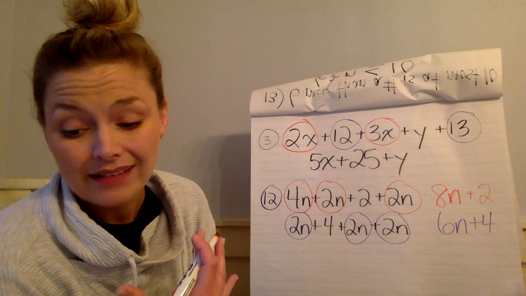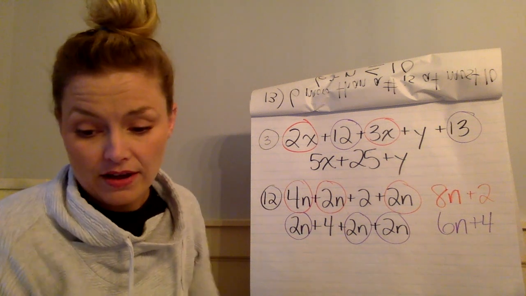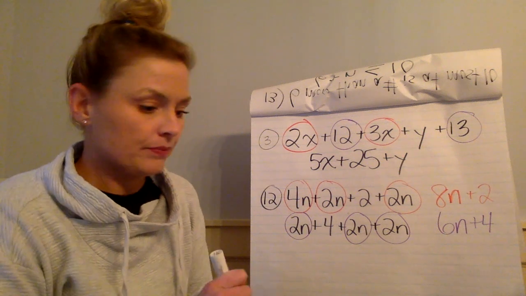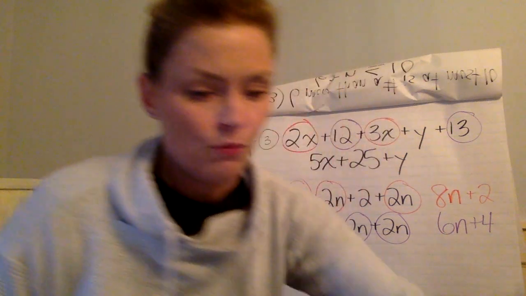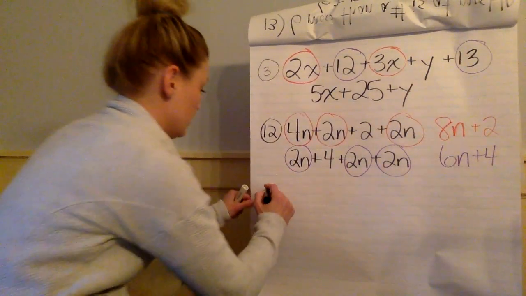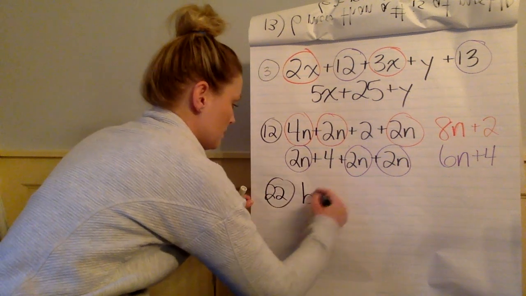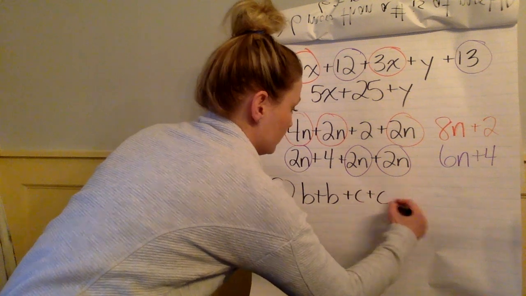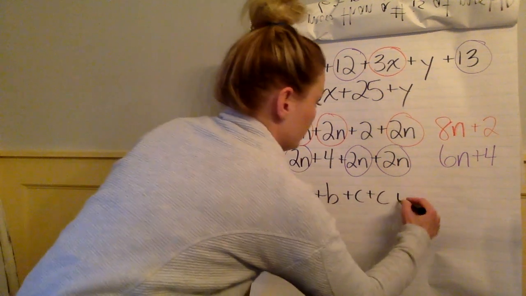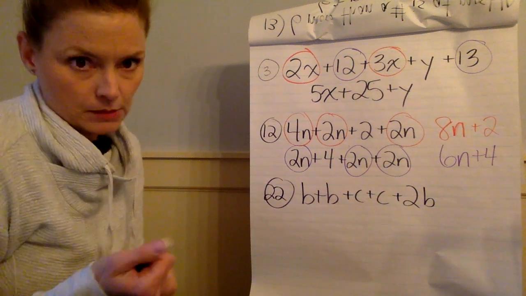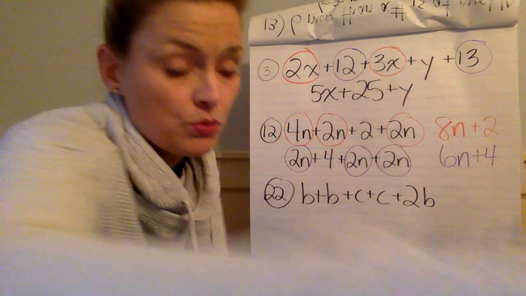Again, I combined like terms. If what I have is B plus C plus C plus 2B, again, I want to combine like terms. So B's belong with B's, C's belong with C's, numbers belong with numbers, which we don't have any.